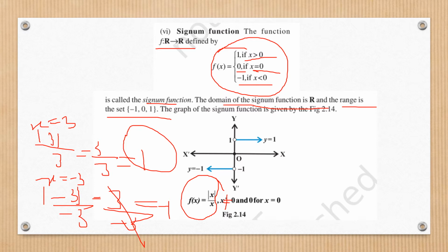And the graph is just like this. See, the equal to sign is not here. Okay, it is strictly so, that's why a hole is kept here. So the graph is like this, for y equal to 1 and y equal to minus 1. This is for positive values, this is for negative values, and this is for 0.